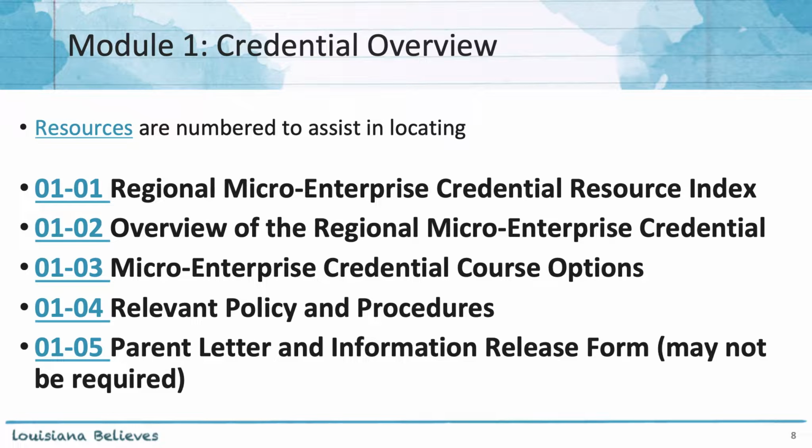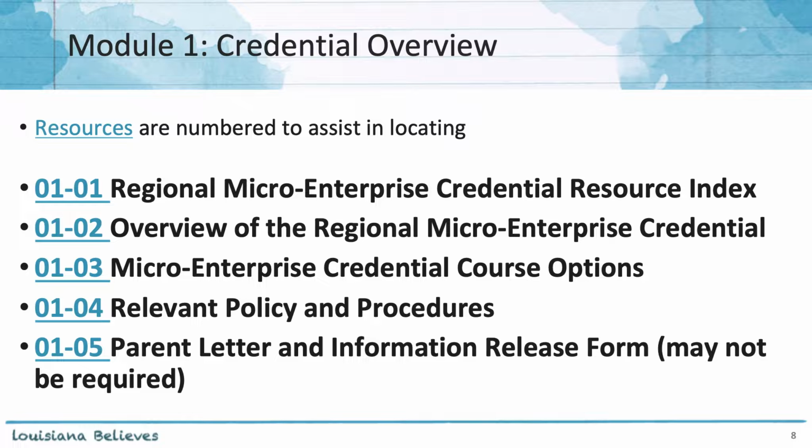Within each module, the resources are numbered to assist you in locating them. The numbering system is composed of two numbers. The first number, the 01, just indicates that this resource is found in Module 1. The second number, 01, tells you that this is the first resource listed underneath Module 1. Again, these resource numbers don't always determine that they are sequential. It's just a way of numbering them so we know where to find them, and so they can be easily organized for you to reference by content type.